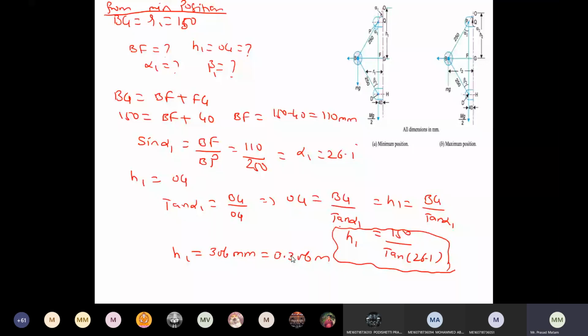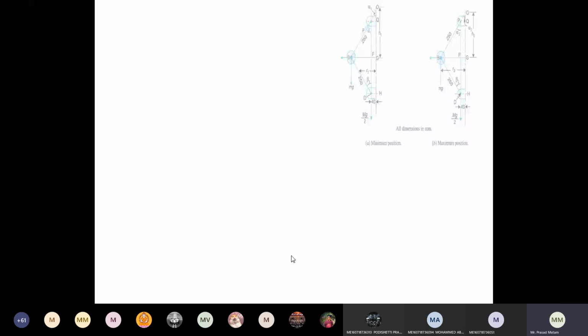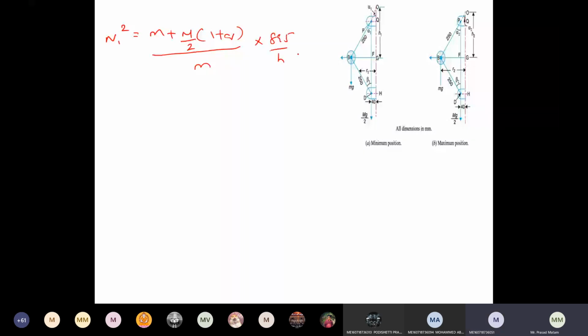Let me write the relationship between N1 and height. What is the formula for N1 square here? Can anyone answer? Please tell me the formula. Small m plus capital M by 2. Right, small m plus capital M by 2 we are getting. Let me write by 2 now, into 1 plus q by m into 895 by h.